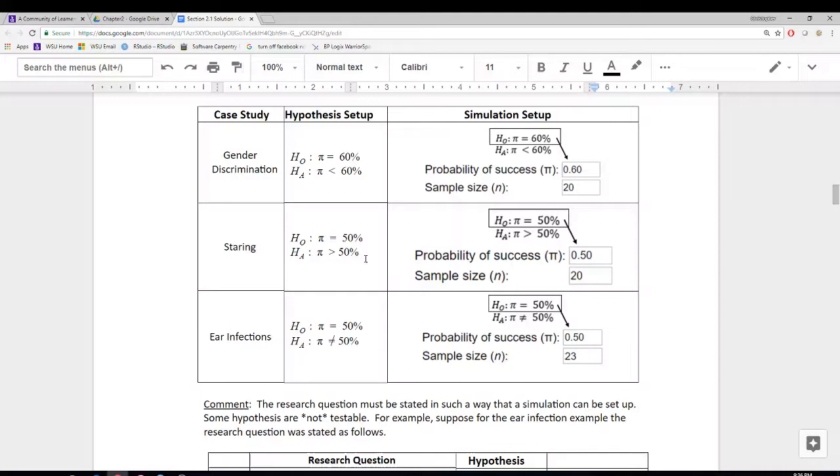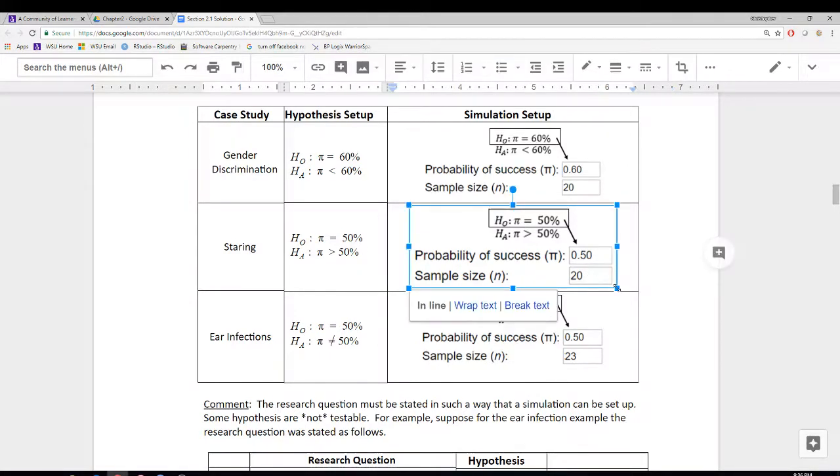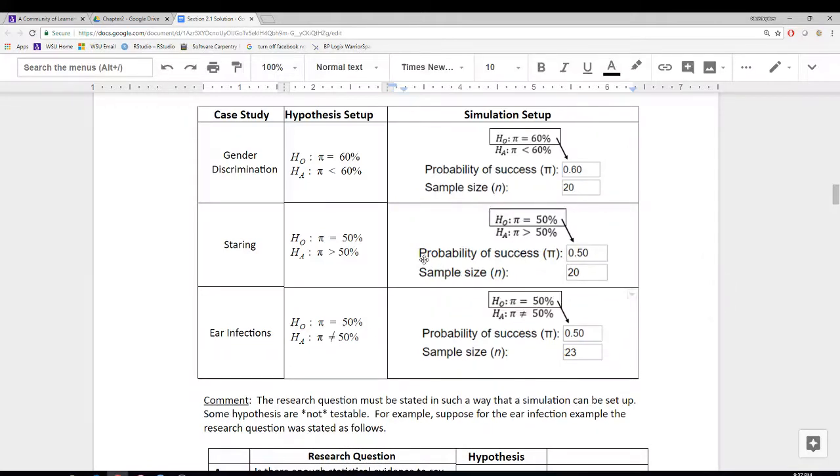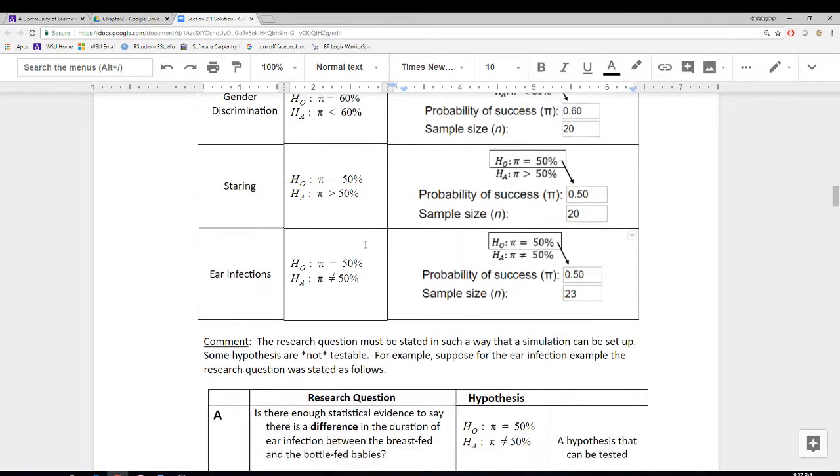In the staring and ear infection examples, the probability of success would be specified as 50%. It is simply the value that is provided in the null hypothesis. So again, the value in the null hypothesis is what determines how the simulation is set up.